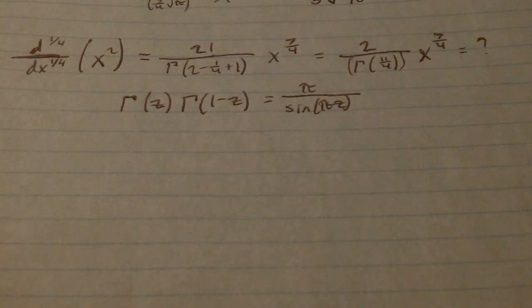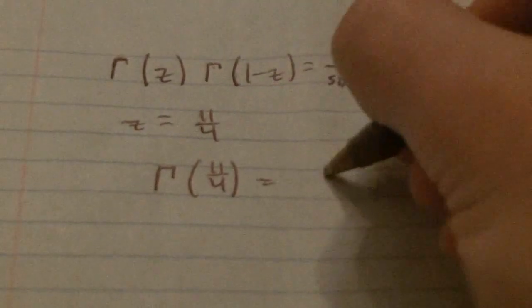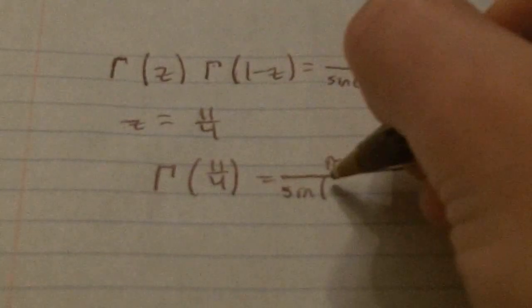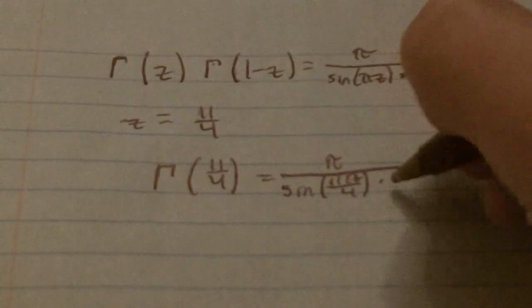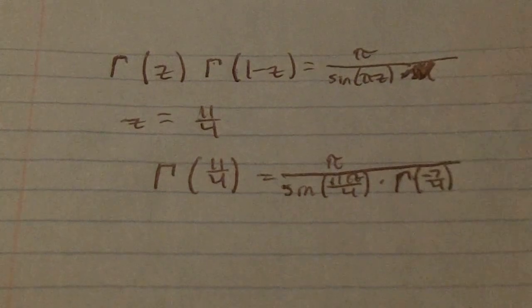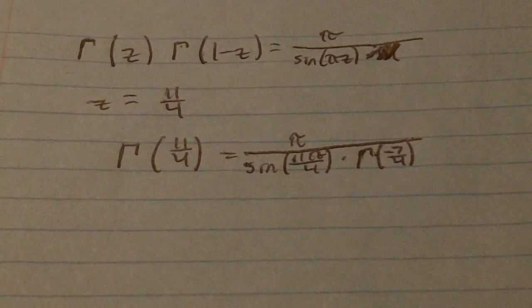Because why not? Now, as I said before, say z does equal 11 fourths. And then we're getting that the gamma of 11 fourths equals, and I'm just dividing each side by the gamma of 1 minus z, so I'll just remember to do that, but it's pi over the sine of z, and z is 11 fourths, as we said, so it's the sine of 11 pi over 4, and we said we'd divide this, so it's times the gamma of negative 7 fourths, because that's basically 1 minus 11 fourths. And so we can get somewhat of a better grasp of the numbers involved here.